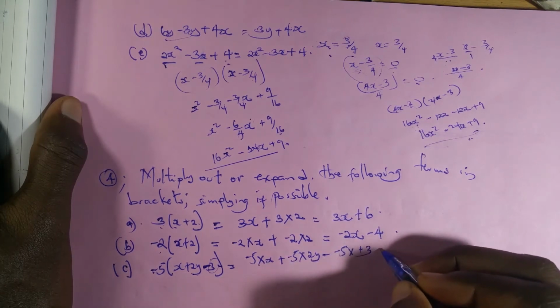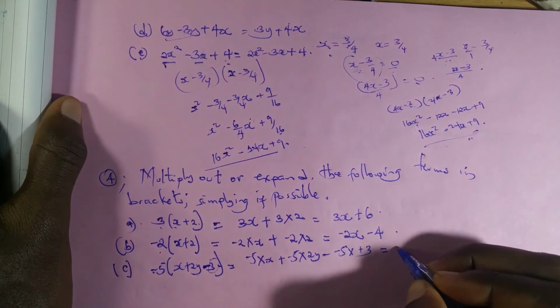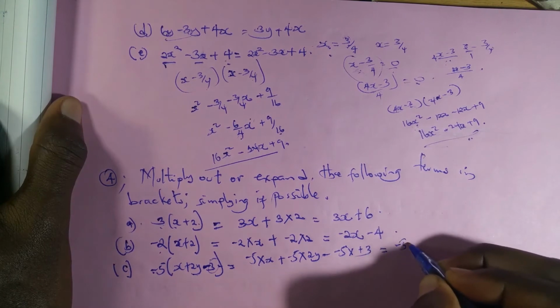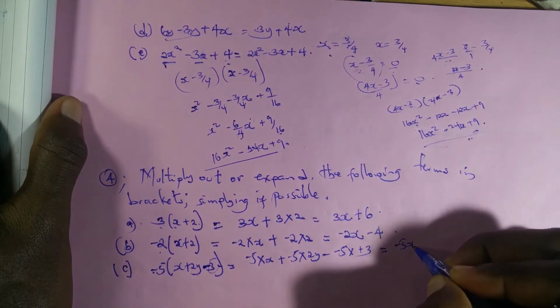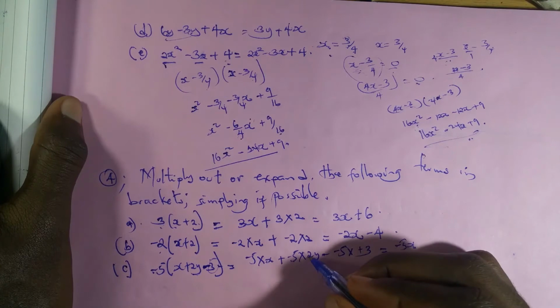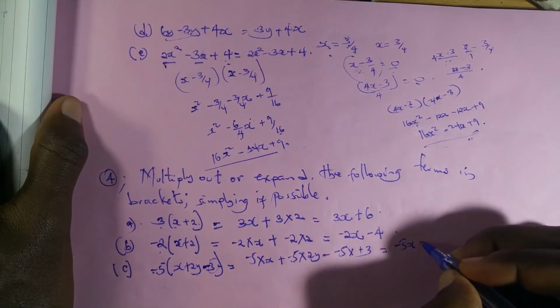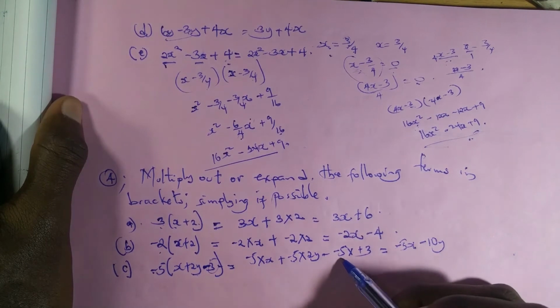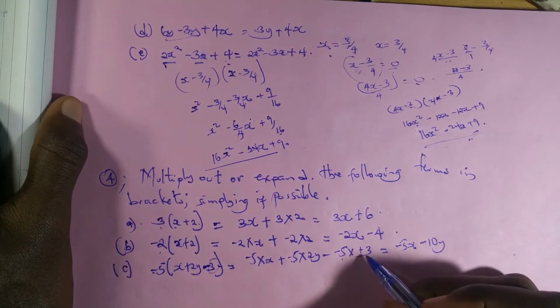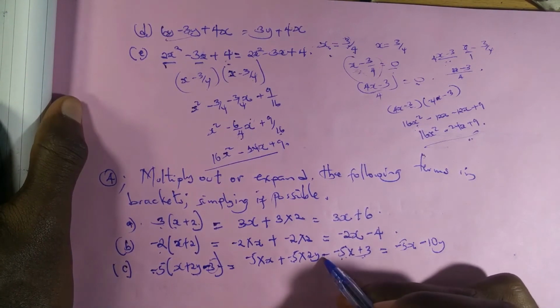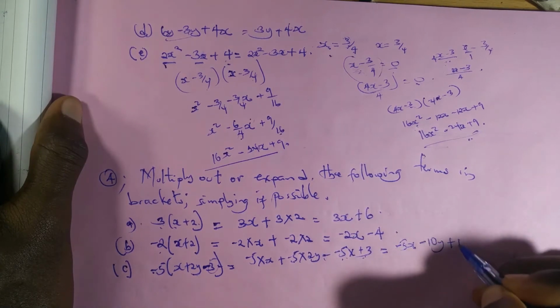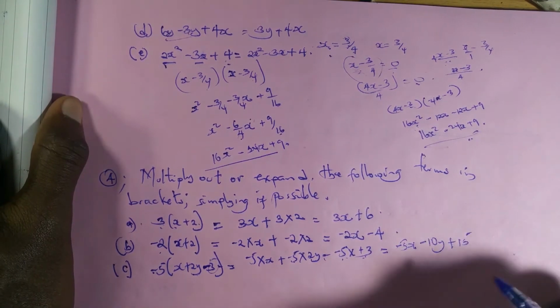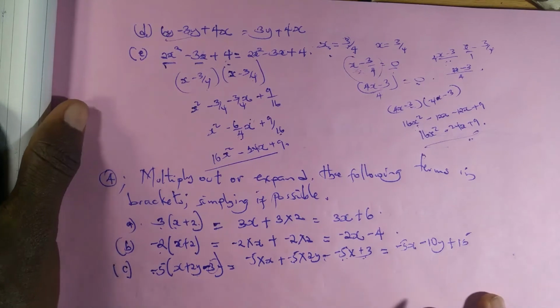So that means we're actually going to have negative 5 times x is going to be negative 5x. Then negative 5 times 2y, negative 5 times 2 will be negative 10y. So minus 10y. Then we have negative 5 times positive 3 will be negative 15, but this minus will make it a plus of 15. Okay, so that's it for that.